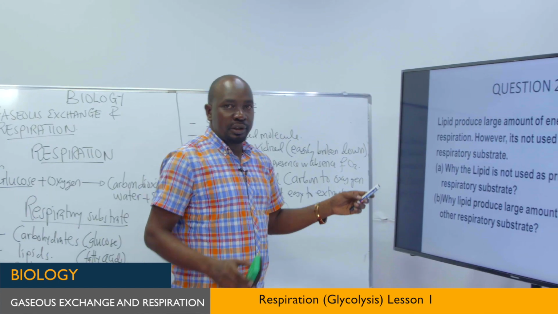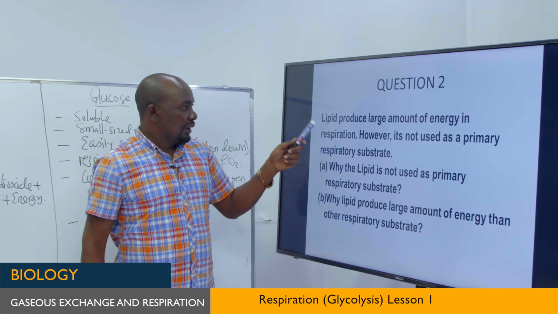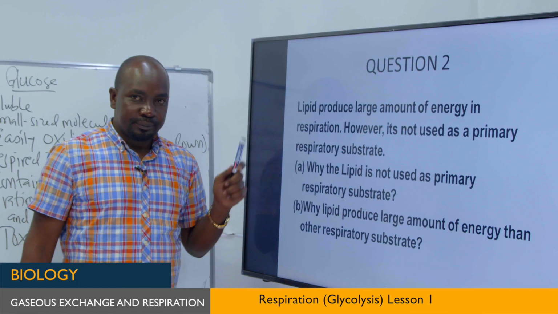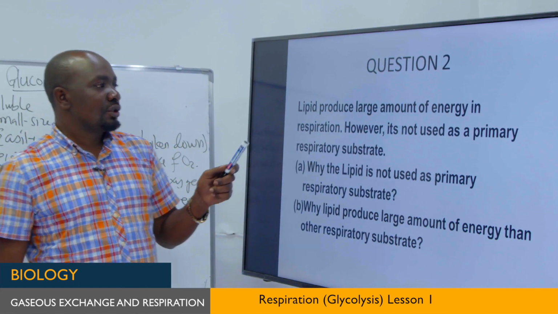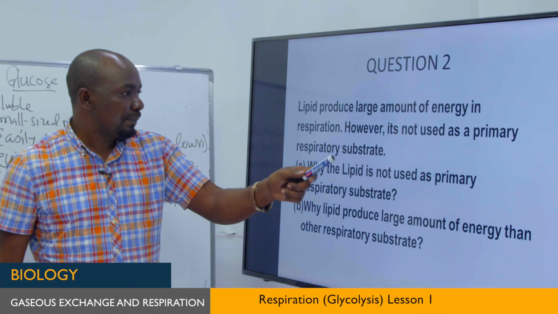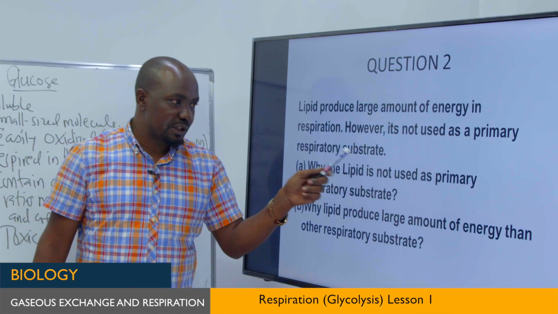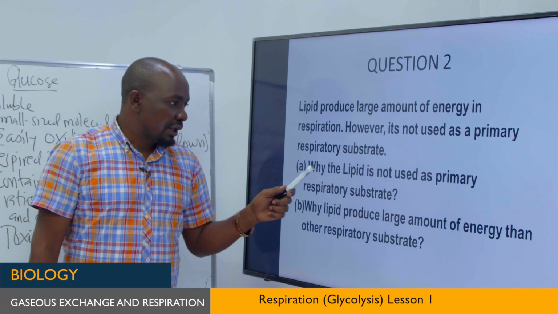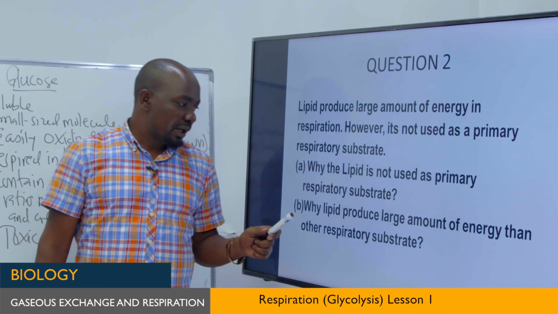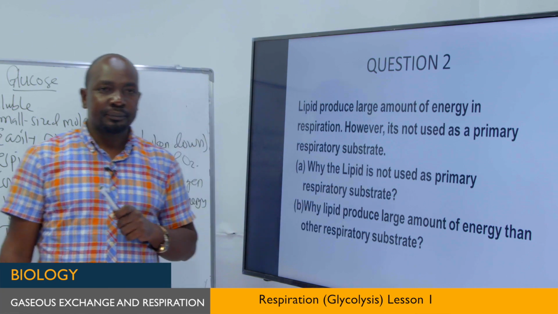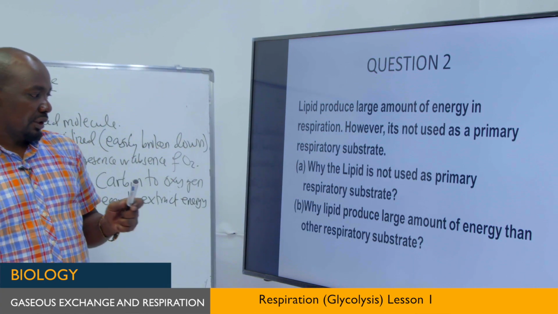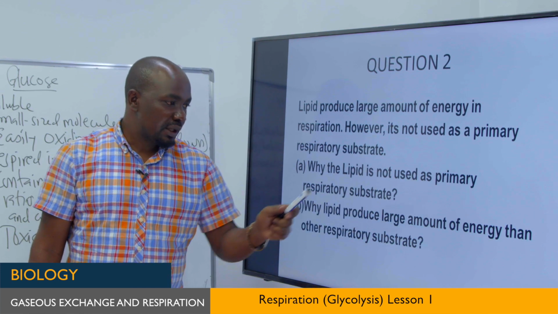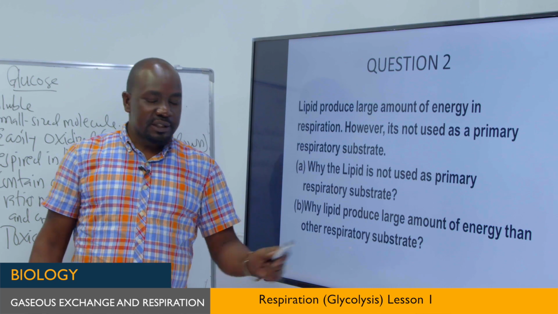Question number 2 reads as follows. Lipid produces a large amount of energy in respiration. However, it is not used as a primary respiratory substrate. The question is, why is lipid not used as a primary respiratory substrate? The second question is, why does lipid produce a large amount of energy compared to other respiratory substrates?